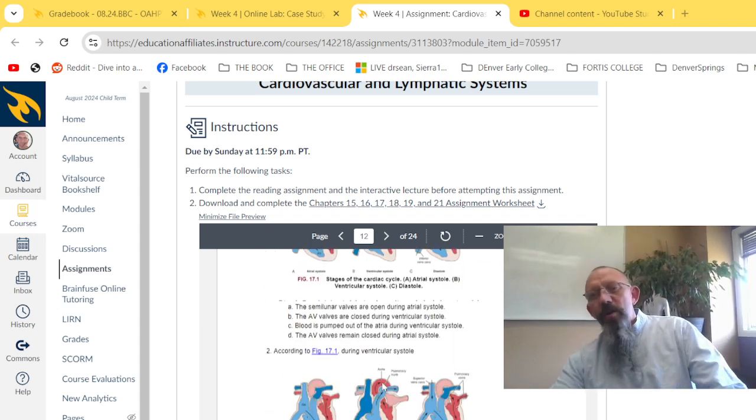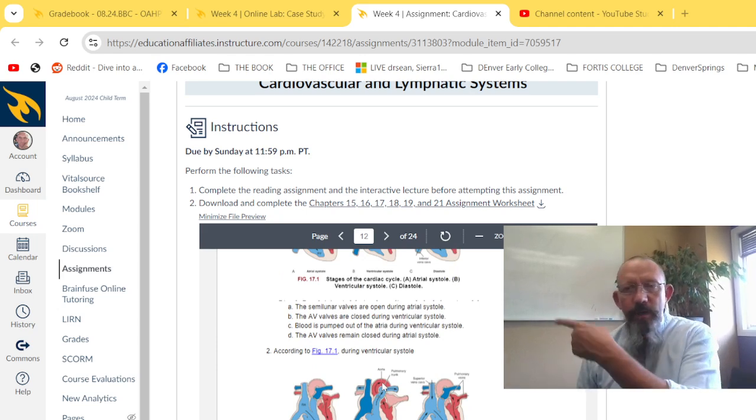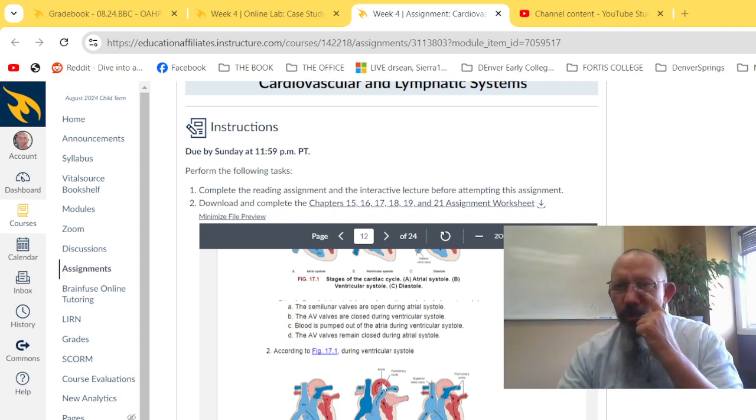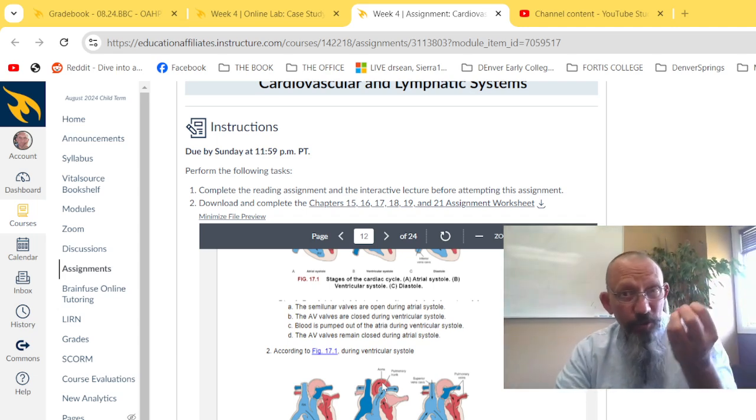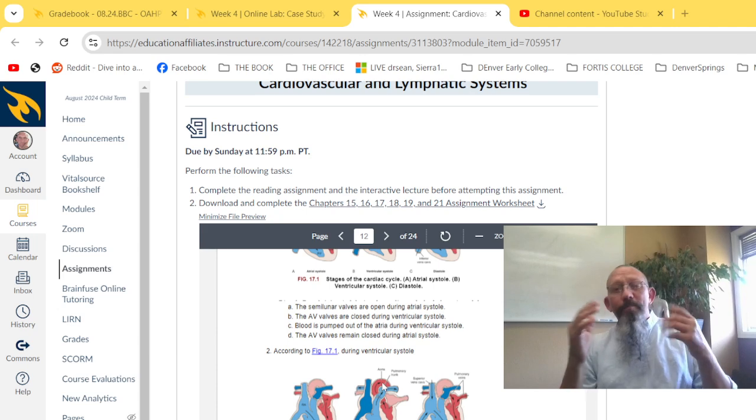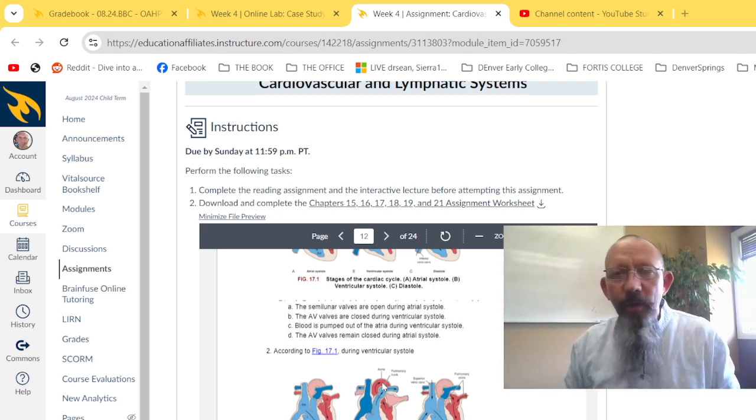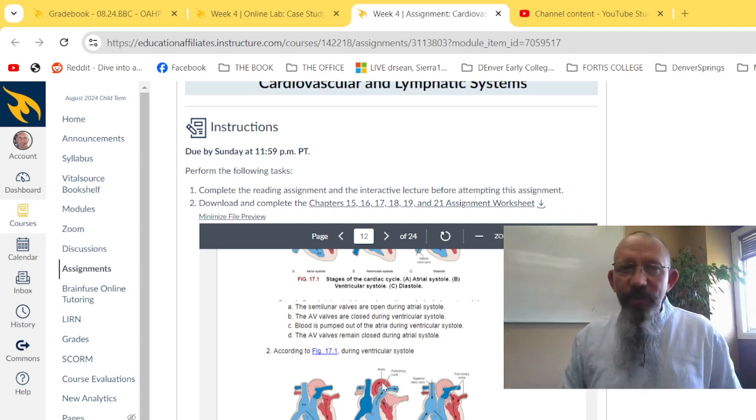So on this one, it's chapter or page 12. It shows pictures of the heart, you know, like you see right over there, right? And it shows how they're contracting. Remember, systolic is pushing and diastolic is letting go. Blue, we're showing deoxygenated blood generally. And red, we're showing oxygenated blood.